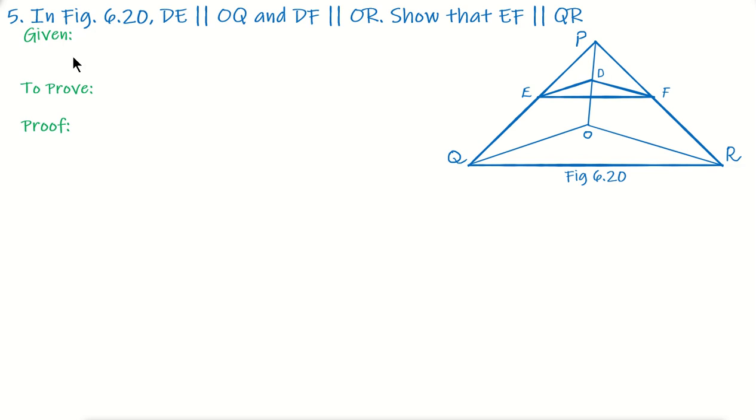இந்த presentationல problems 5 and 6 of exercise 6.2 from chapter triangles பார்த்துட்டு இருக்கோம். Fifth problem is in figure 6.20, DE parallel to OQ and DF parallel to OR. Show that EF parallel to QR. This is the diagram given along with this problem.